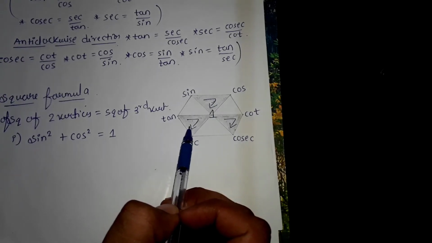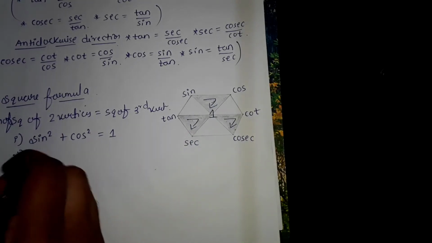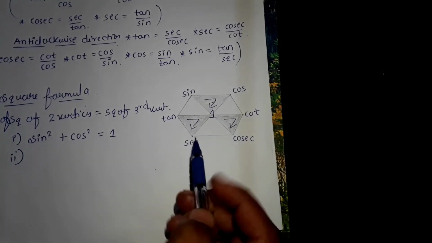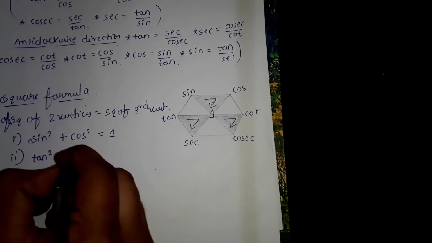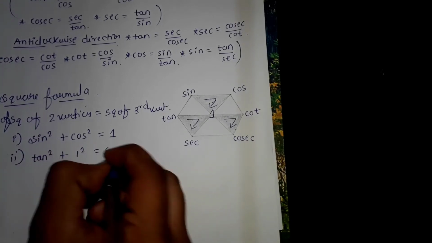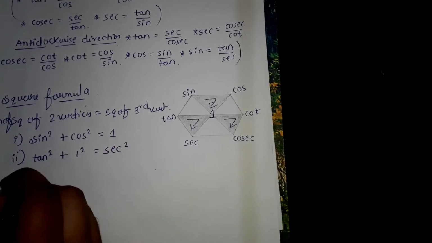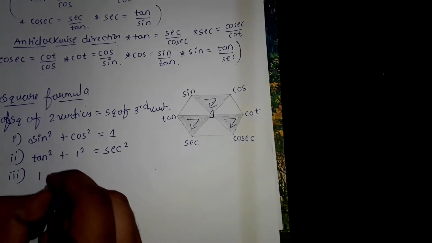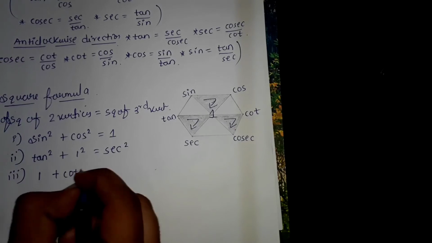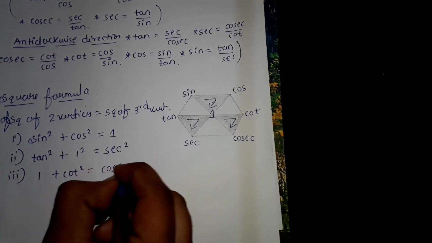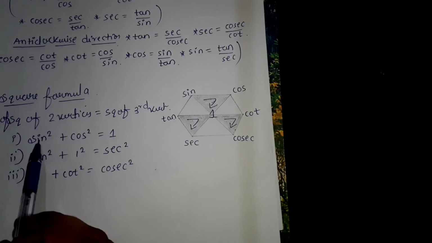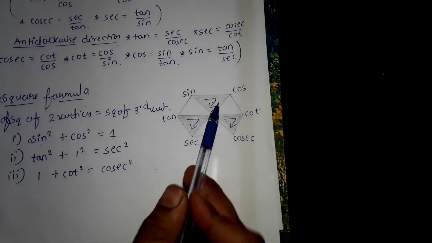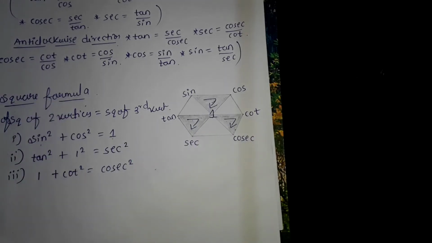Next come to this triangle, that is tan square plus 1 square is equal to sec square. And the third triangle: 1 square, that is nothing but 1, plus cot square is equal to cosec square. Once again, the sum of the squares of two vertices is equal to the square of the third vertex. We have three triangles. This is the square formula.